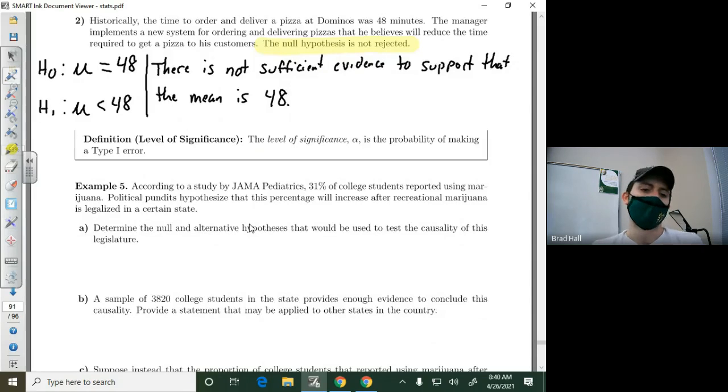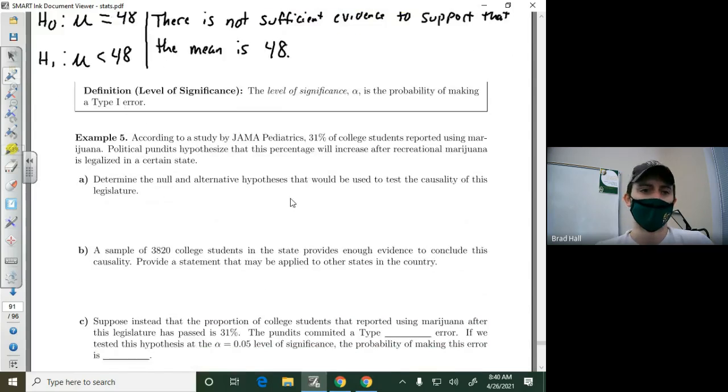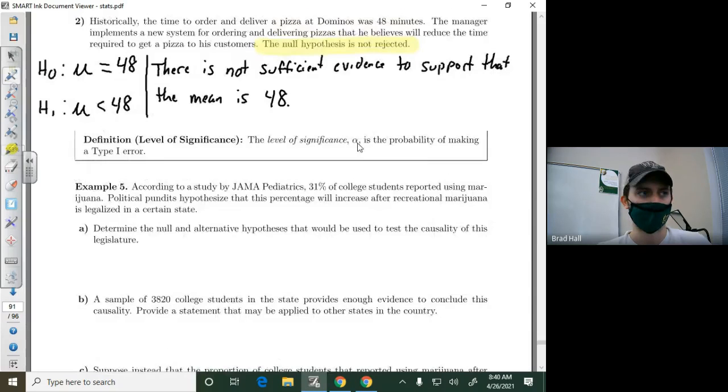But I guess from there, let's talk about marijuana. So example 5, there is a study. I looked the study up, and according to this study, 31% of college students reported using marijuana. I'm really surprised it's not more, but some political pundits hypothesize that this number is going to go up when recreational marijuana is legalized in a certain state. So let's talk about this study a little bit.